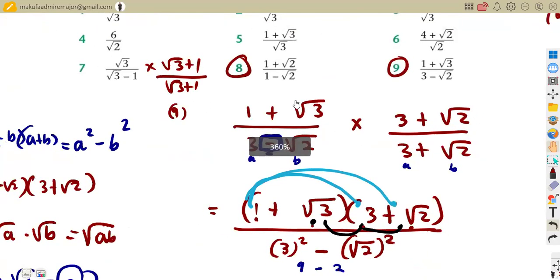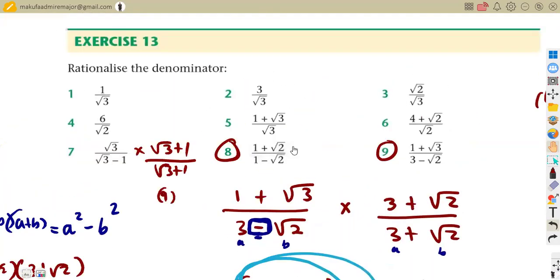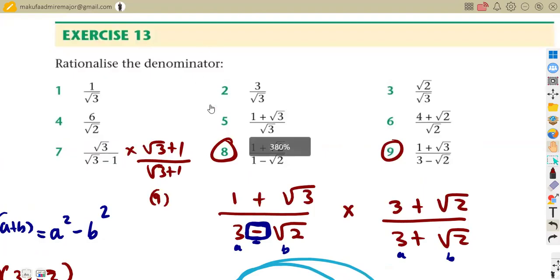So I want you to try these questions. There are so many questions that you can put into consideration to see if you are truly understanding this concept that we are talking about.